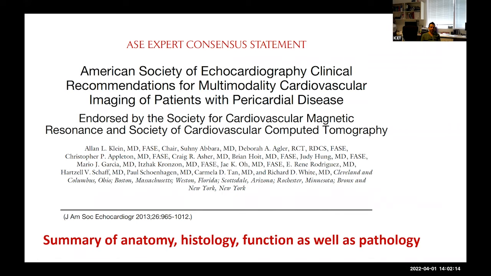So this is a very good guidelines document published in 2013 by the American Society of Echocardiography. It has some really nice pictures of the anatomy and the histology and the function of the pericardium, as well as various comments on the pathology. So it's well worth looking up.